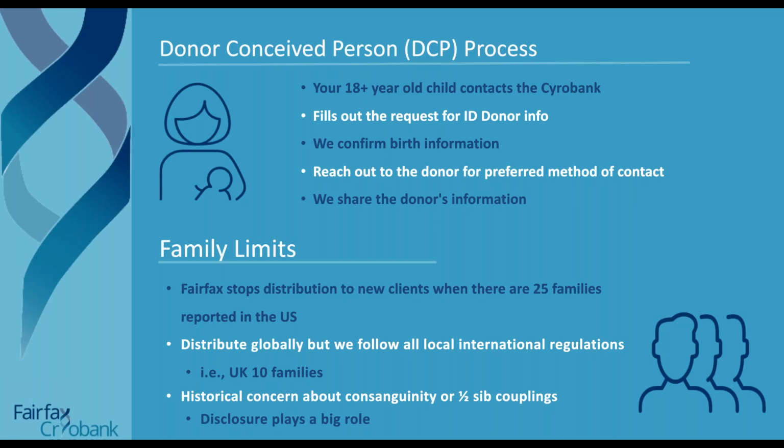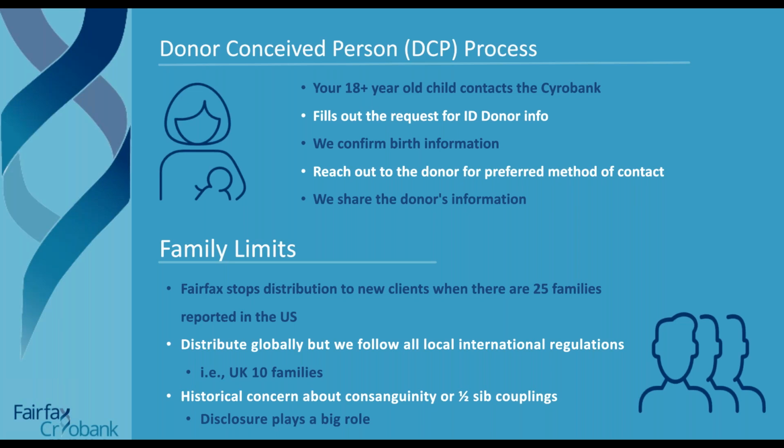This actually ties in as well. This goes in with the family limits. So it's very, very important to report your births. Fairfax will stop distribution to new clients when there are 25 families. The 25 families is within the reporting system in the US. If you have 2 children from the same donor, that would still be considered one family.